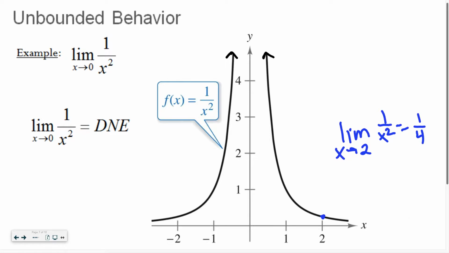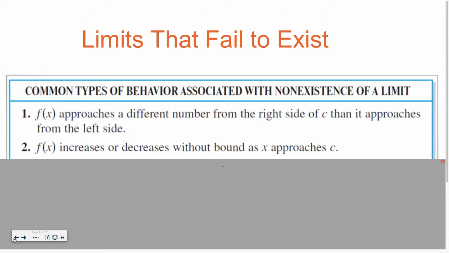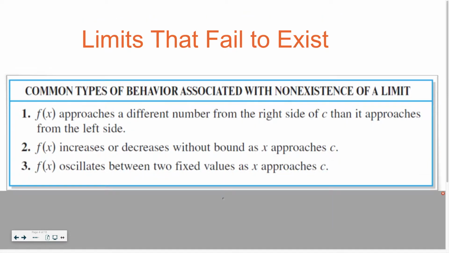All right, the last one is the craziest one of them all and the least likely to occur. That's when f of x oscillates between two fixed values as x approaches c. And this graph is probably the most exciting to draw. So get ready for it.